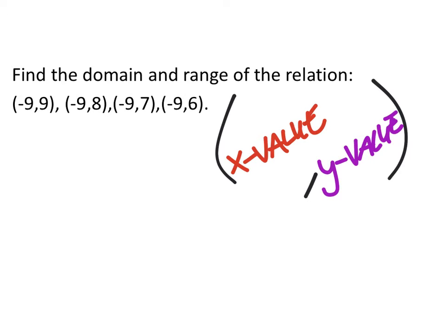So for this one that we have, just to start out with, we got a 9 right there. That's a negative 9. That's our x value, and then its corresponding y value is 9. Okay, so that means whatever this machine is, you're going to stick a negative 9 in, and then it's going to spit out a positive 9.